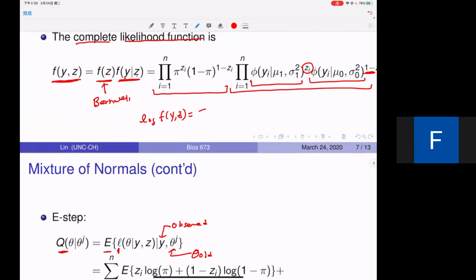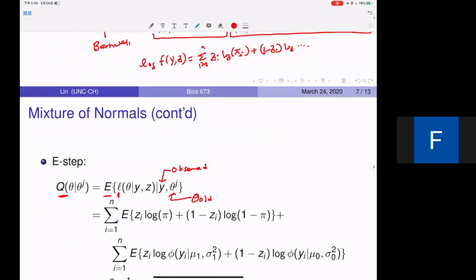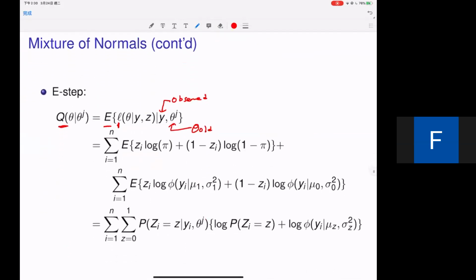You should be able to find this guy zi, then log pi. I want to save my time, so I'm going to write the detail right here. Taking log on both, the consecutive product will become this, taking log becomes this, and then you take expectation on the zi's. Expectation on zi is binary, nothing but what? The probability of zi equal to 1.